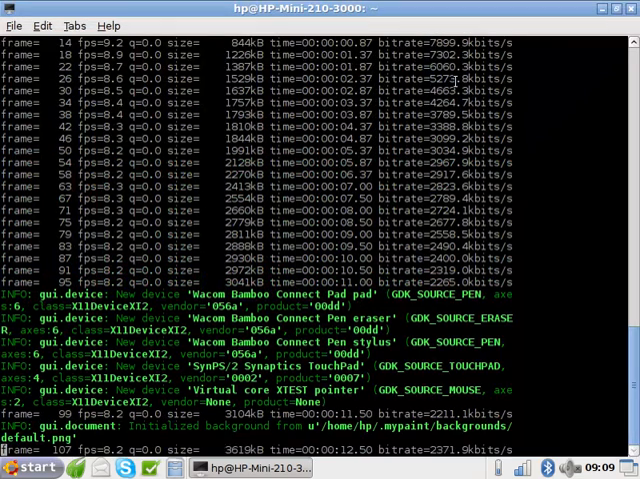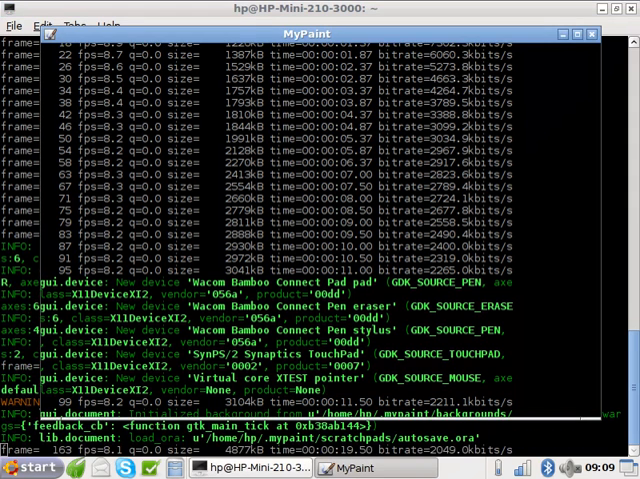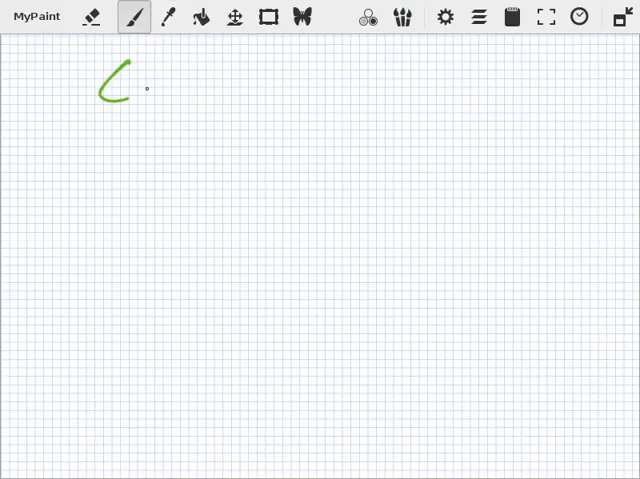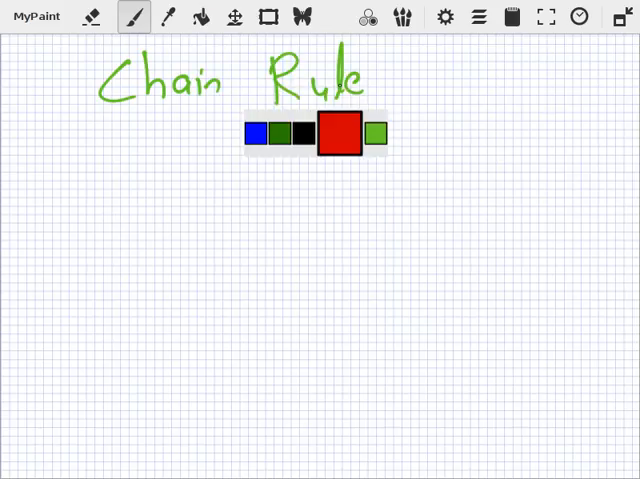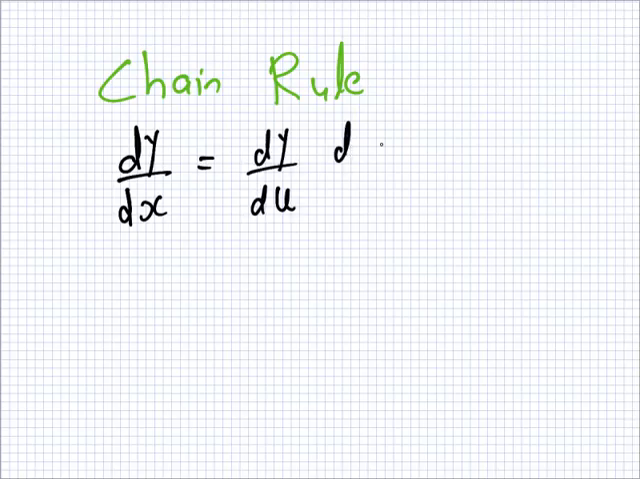Okay, so let's start off with what the chain rule is. Yesterday we did the product rule and the quotient rule, so the last rule to do is the chain rule. And the chain rule is dy/dx equals dy/du times du/dx.